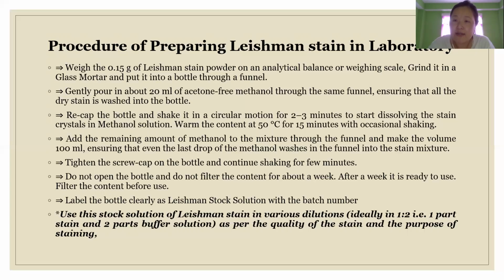Keep mixing until you see that the crystals of the stain are mixing properly with the methanol. Then warm it at 50 degrees centigrade, using a water bath, for 15 minutes with occasional shaking. Then add the remaining amount of methanol to the mixture through the funnel and make the volume up to 100 ml. Ensure that you pour all the methanol and that it is properly mixed while you keep it in the 50 degrees centigrade water bath.